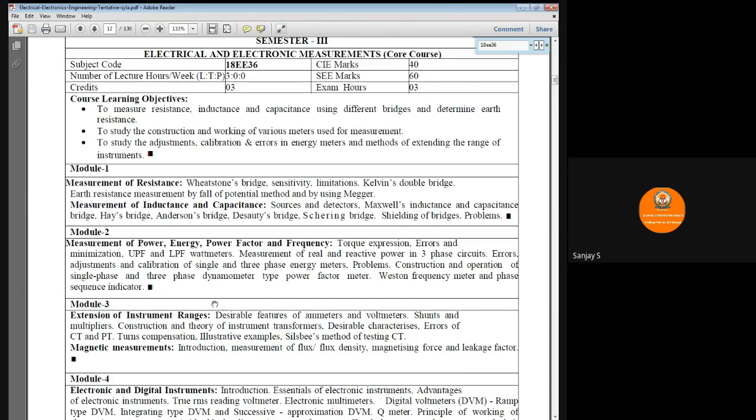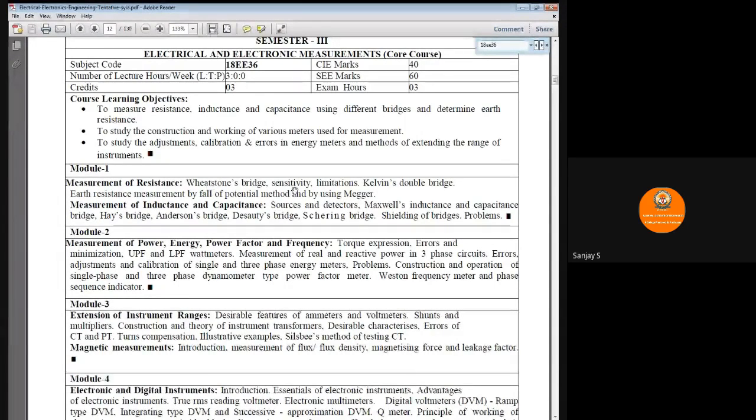I'm starting with module number 1. So I'm just showing you the syllabus part of it. Here you can see measurement of resistance, measurement of inductance and capacitance. So in measurement of resistance, we have Wheatstone's bridge, where we can measure the resistance of medium range.